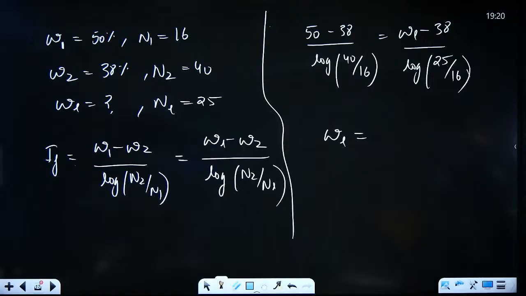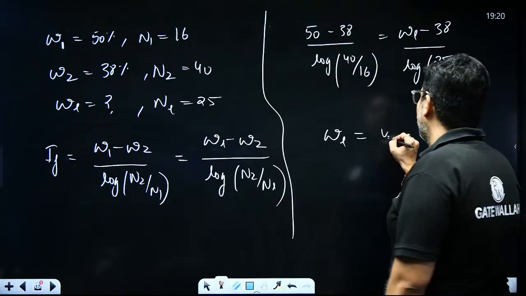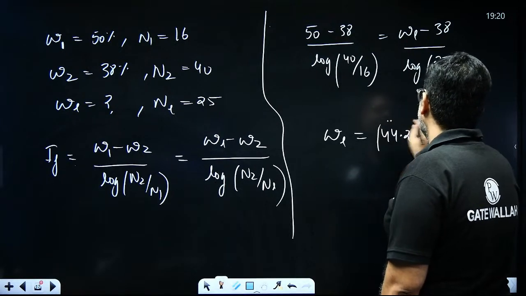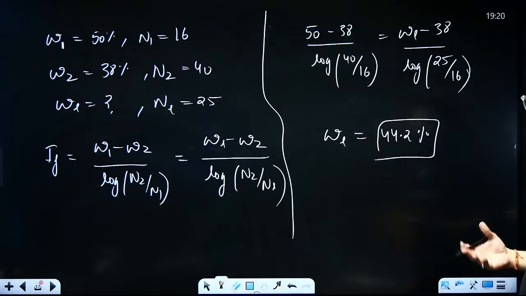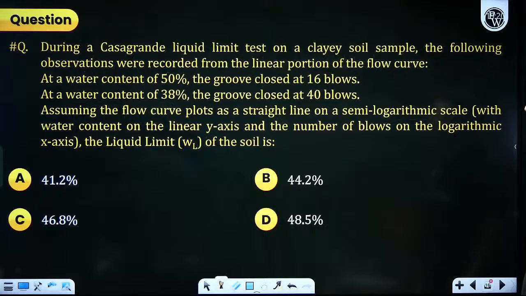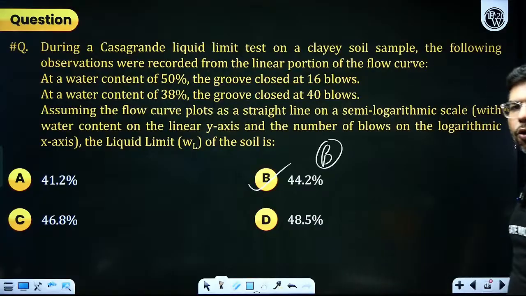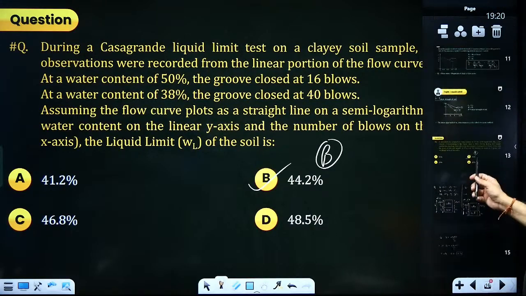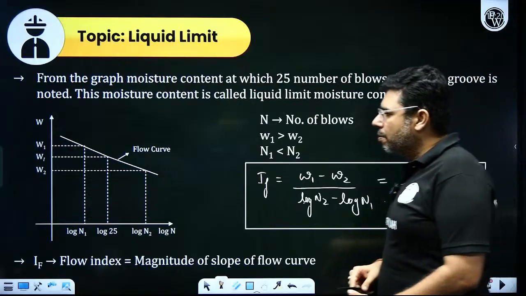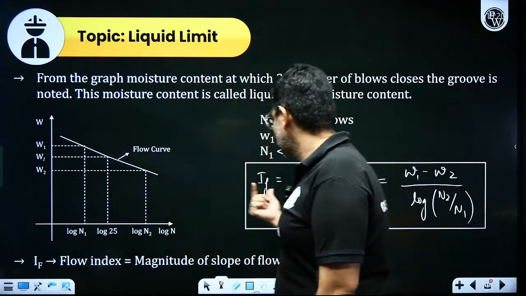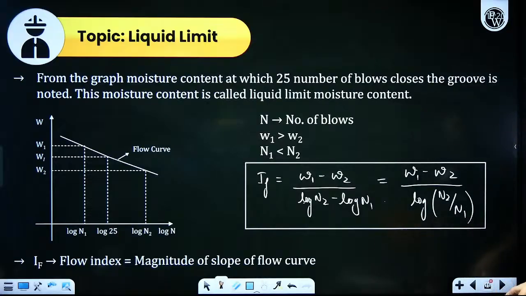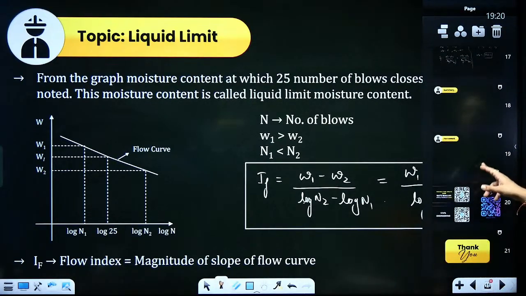You can easily find out just by interpolation. Liquid limit is coming out to be how much? Tell me, my dear friends, please tell me. We will solve it, answer will come out to be 44.2%. Just interpolation, nothing else. So B is the correct answer. Very simple question, 2-point method. We have just interpolated here, using this graph only. First I have taken these two readings, then these two readings. Slope will be the same. That's it, and you can find out the value of WL.